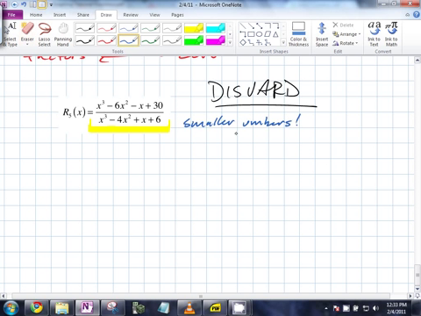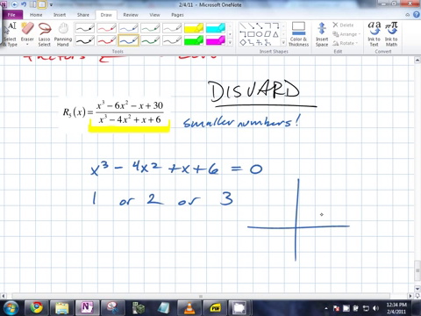Cubics have either 1 or 2 or 3 real zeros. You could have a cubic that looks like this. How many times does that cubic cross the x-axis? So it has 1 real 0. How many times does this one cross? 3 times. What about this one? 2. So you can have 1, 2, or 3 real answers.